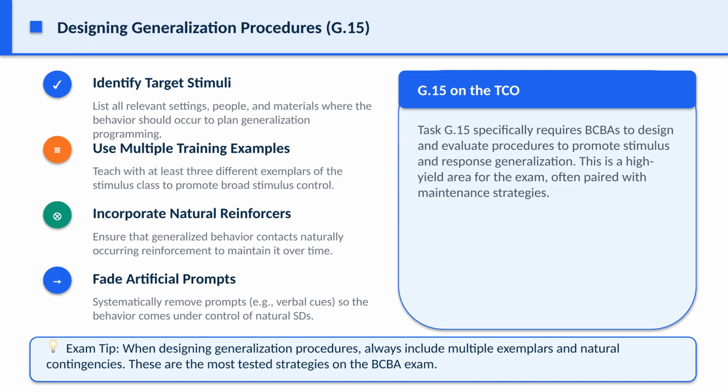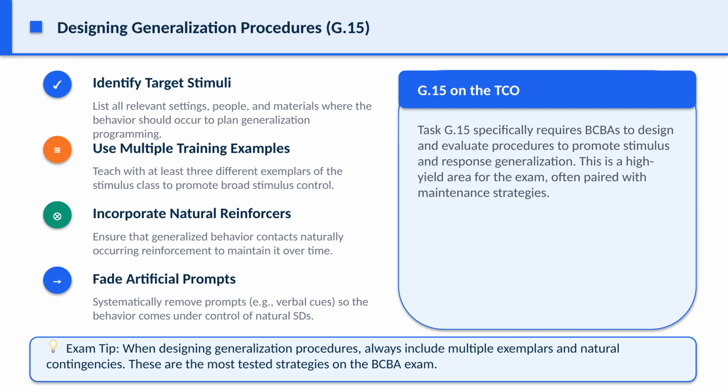To design effective generalization procedures, a BCBA must first identify target stimuli, the specific settings, people, and materials where the behavior should occur, so programming is intentional rather than assumed. Using multiple training examples, such as teaching with at least 3 different exemplars, prevents narrow stimulus control and broadens the range of cues that evoke the behavior.